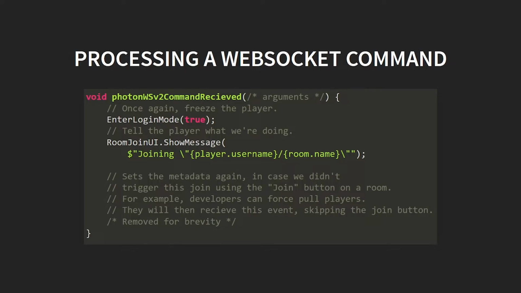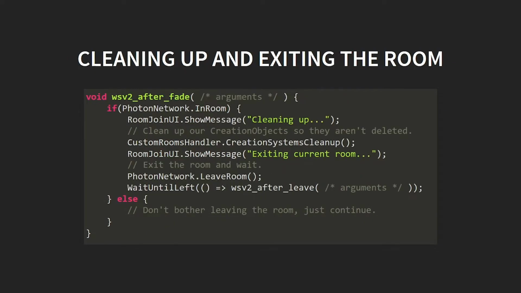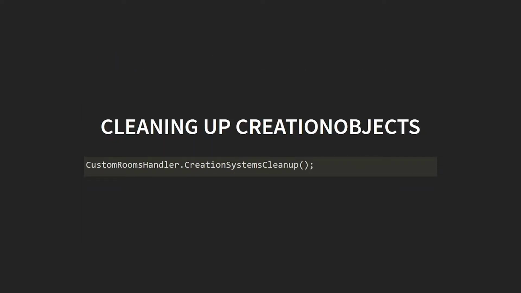Remember, from this point on, the server thinks we are in the room instantly. The main thing this function does is to clean up our creation objects and leave the current room. As you may remember from our last episode on Photon networking, we need to transfer authority of persistent objects before leaving, or they will be destroyed. That's what CustomRoomsHandler.CreationSystemsCleanup does.